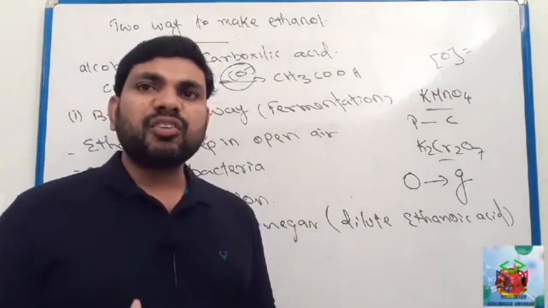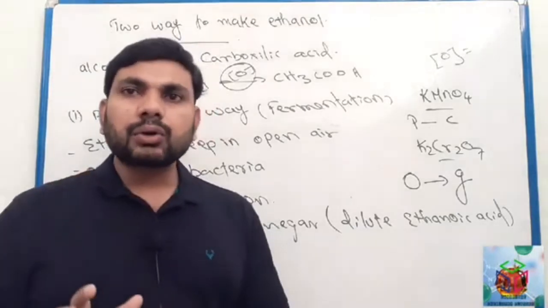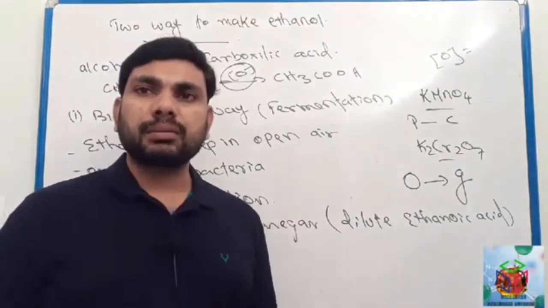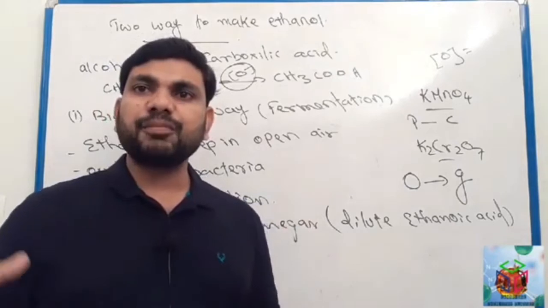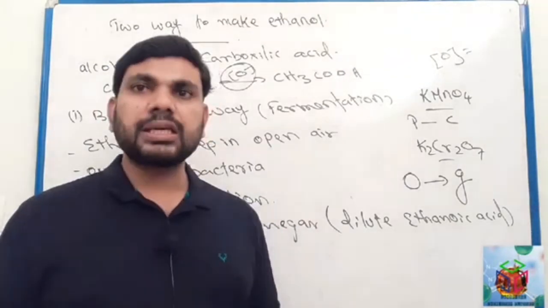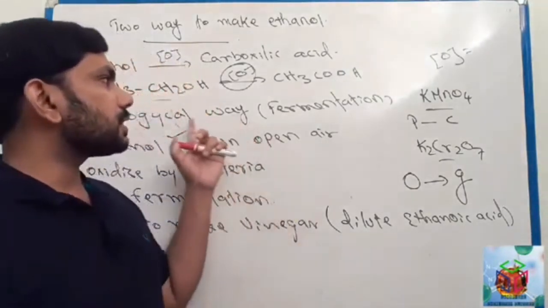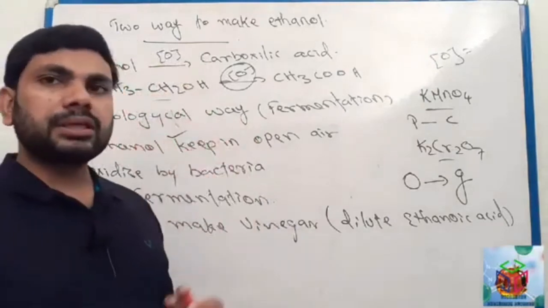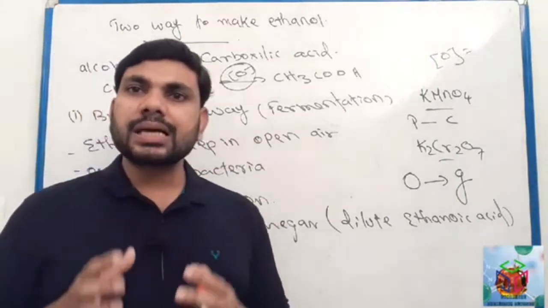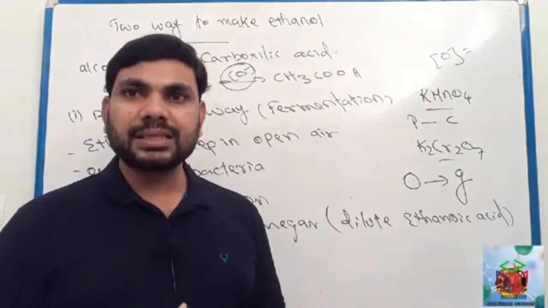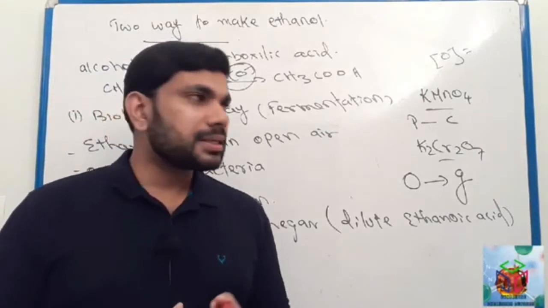With the help of bacteria, this alcohol will oxidize to carboxylic acid. With the help of bacteria, with the help of living things. That's why this process is called biological method. So this is acidic fermentation. Acidic fermentation. Okay, second method we will discuss.